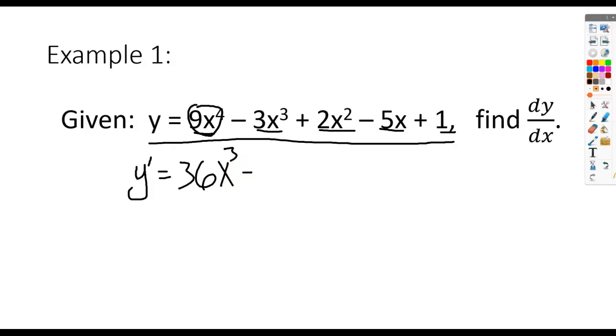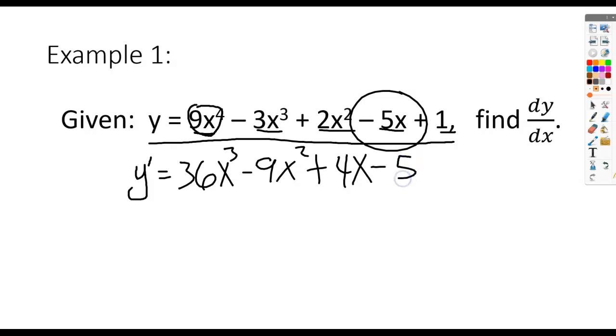You're going to repeat that with the next one. The next one would be 9x squared. The next one would be 4x. This one, that is a constant multiple rule. Take a moment. What is the derivative of negative 5x? It's just negative 5, right? And this is a constant. What's the derivative of a constant? It's 0. So you really don't even need to write it. Just leave it off.